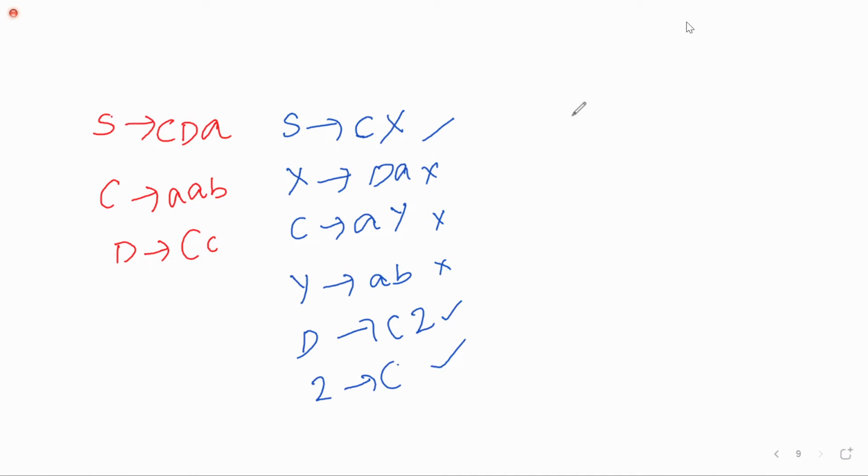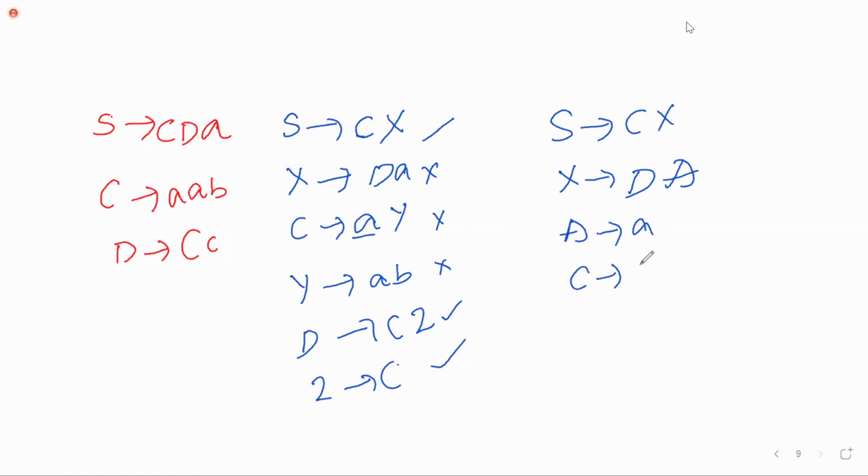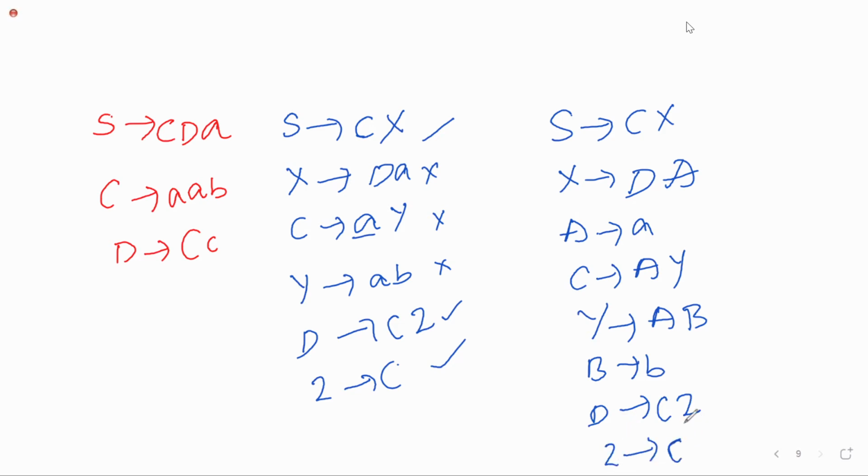Now the remaining one will think CX, X tends to some D, capital A I am taking. A tends to some small a. C tends to, already we know that A is nothing but capital A, AY. Y tends to capital A, is A and B I am assuming it like small b. Okay, next D tends to CZ and Z tends to C.